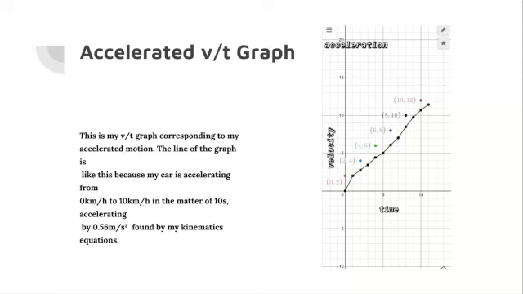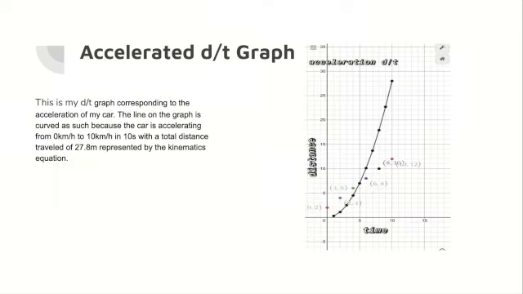This is my accelerated vt graph, and it corresponds to the accelerated motion because the line of the graph is accelerating from 0 to 10 in the matter of 10 seconds. This is my dt graph, corresponding to the acceleration of my car, as the line on the graph is curved as such because the car is accelerating from 0 to 10, with a total distance of 27.8.